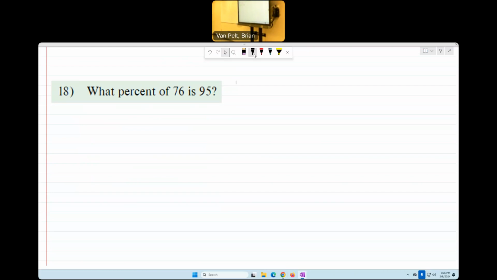Well, move to the left because you're going out of the percent. Remember, the number should look smaller when you go out of the percent. 100% should look bigger.